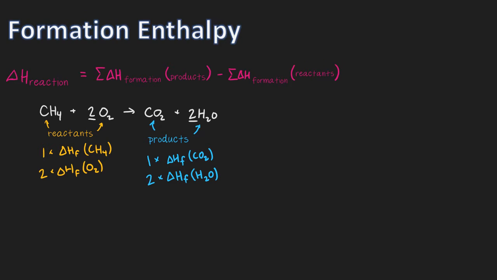We have two products as well, CO2 and H2O, and again, we need to multiply H2O's formation enthalpy value by 2 because we have 2 moles of H2O as products. Putting this all together, we will need to sum the formation enthalpies of our products minus the enthalpy formations of our reactants. And I'm not including O2 here because it's 0.